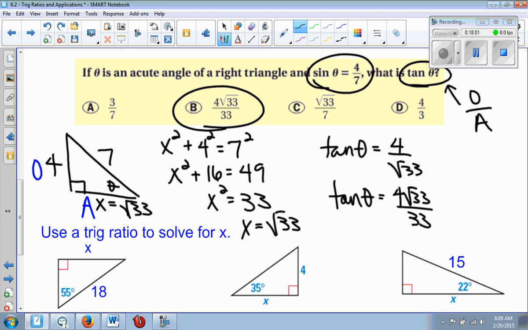Anytime you're given a ratio, figure out what sides of the triangle that ratio is telling you.